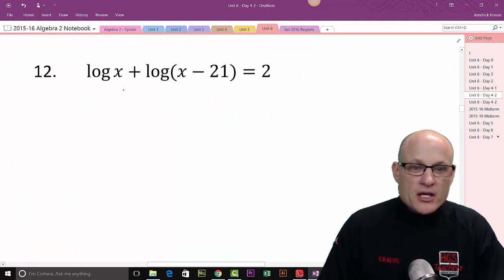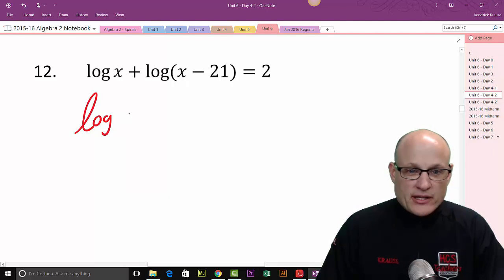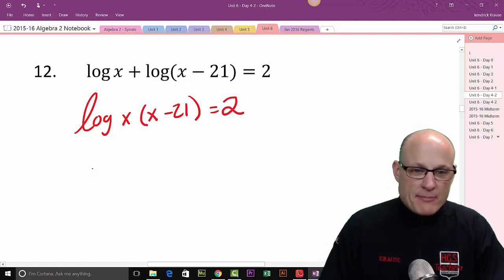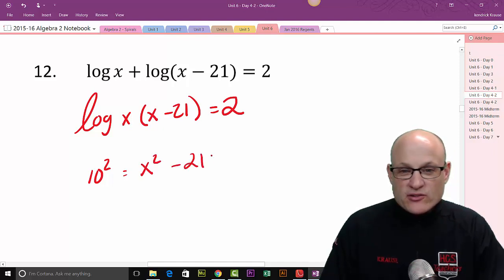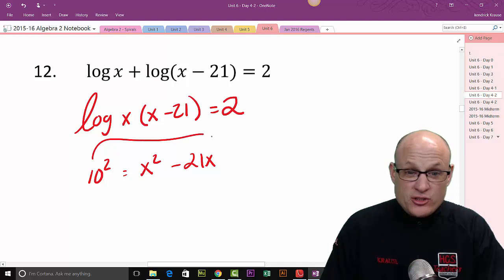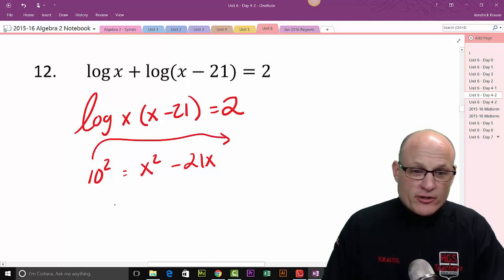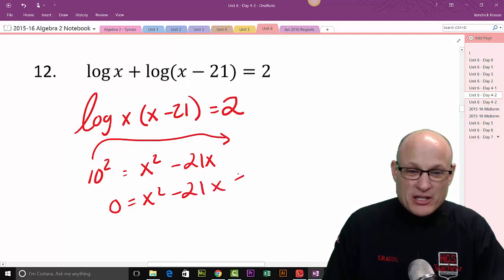All right. I'm going to condense. Another log base 10. I'm not going to put the 10 because it's annoying. It's all about that base. You can't see 10. 10 squared equals x squared minus 21x. Does this look familiar to the last problem? It should. Bring that 100 over. I get 0 equals x squared minus 21x plus minus 100.